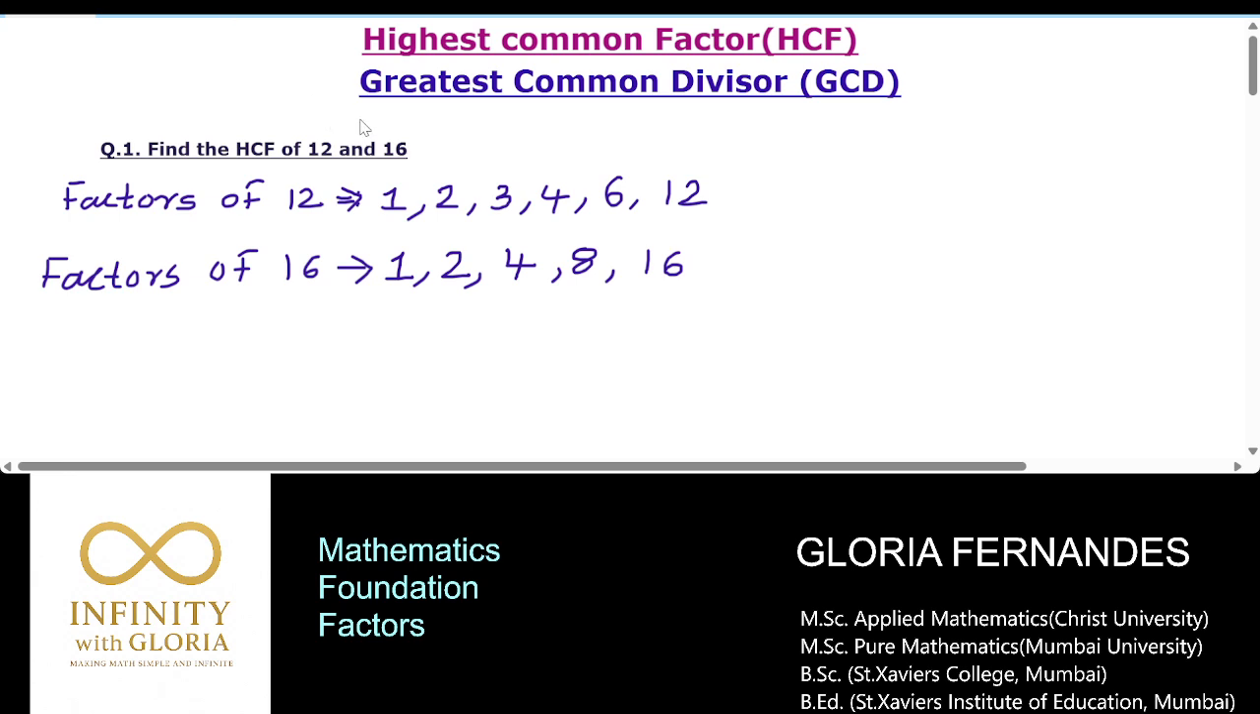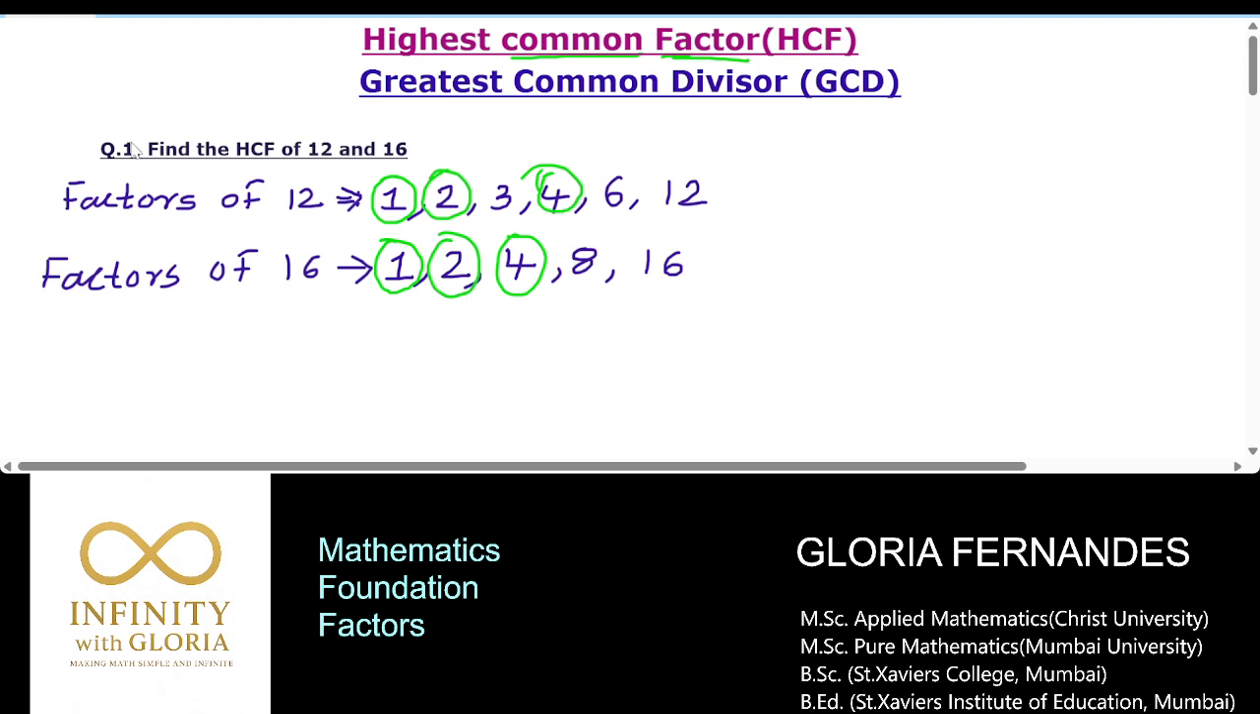Now what we have to do is see what the common factors are. So we have seen what a factor is, now we'll see what the common factors are. So yes, 1 is a common factor. Then we have 2. Yes. Then 3, no, it is not. Then we have 4, right? So we have 3 common factors over here.